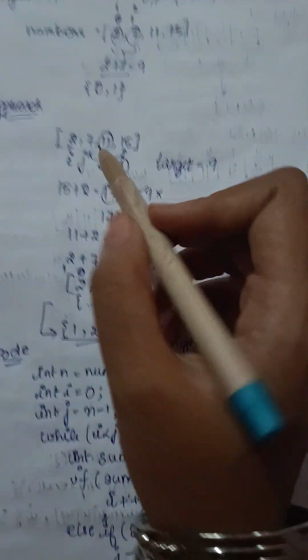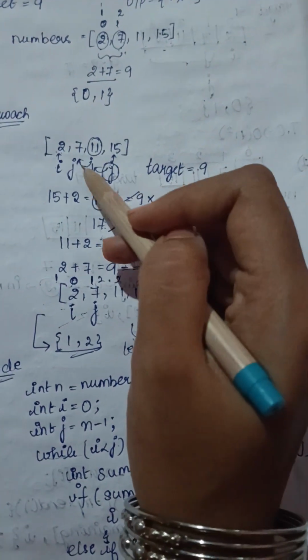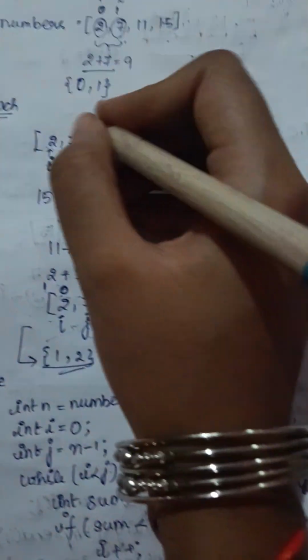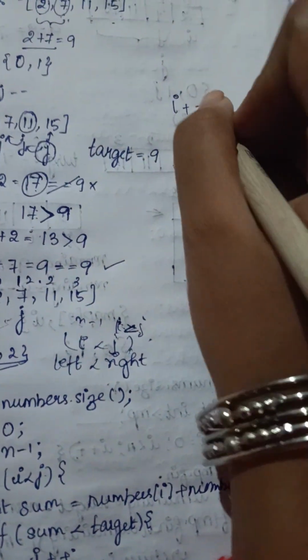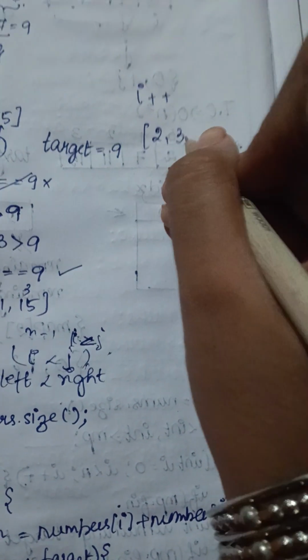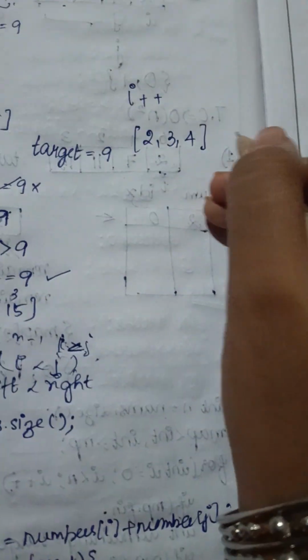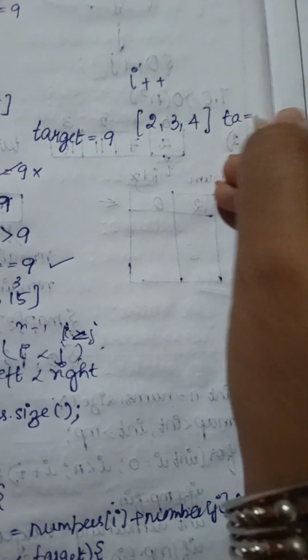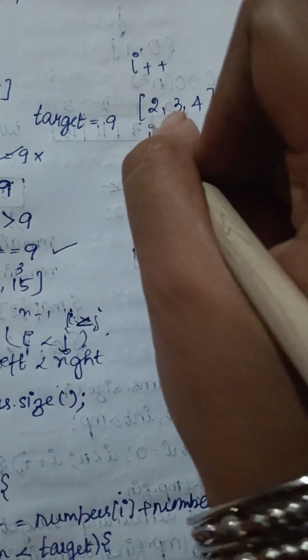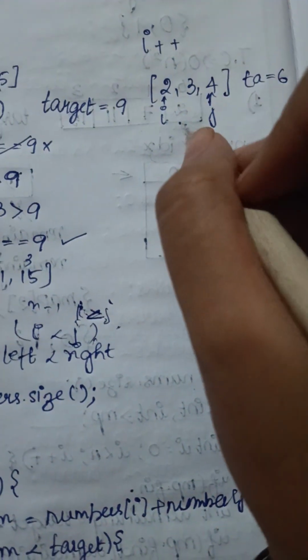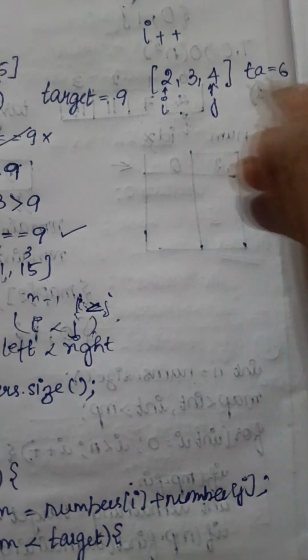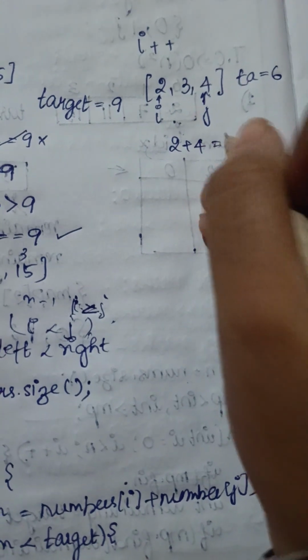Now we saw this for j-- only. Now we will be seeing this for i++. Let me take 2, 3, 4 and target is equal to 6. Now I'm initializing my i pointer over here and j pointer over here. So 2 plus 4 is equal to 6, so I just got my answer in a single step.